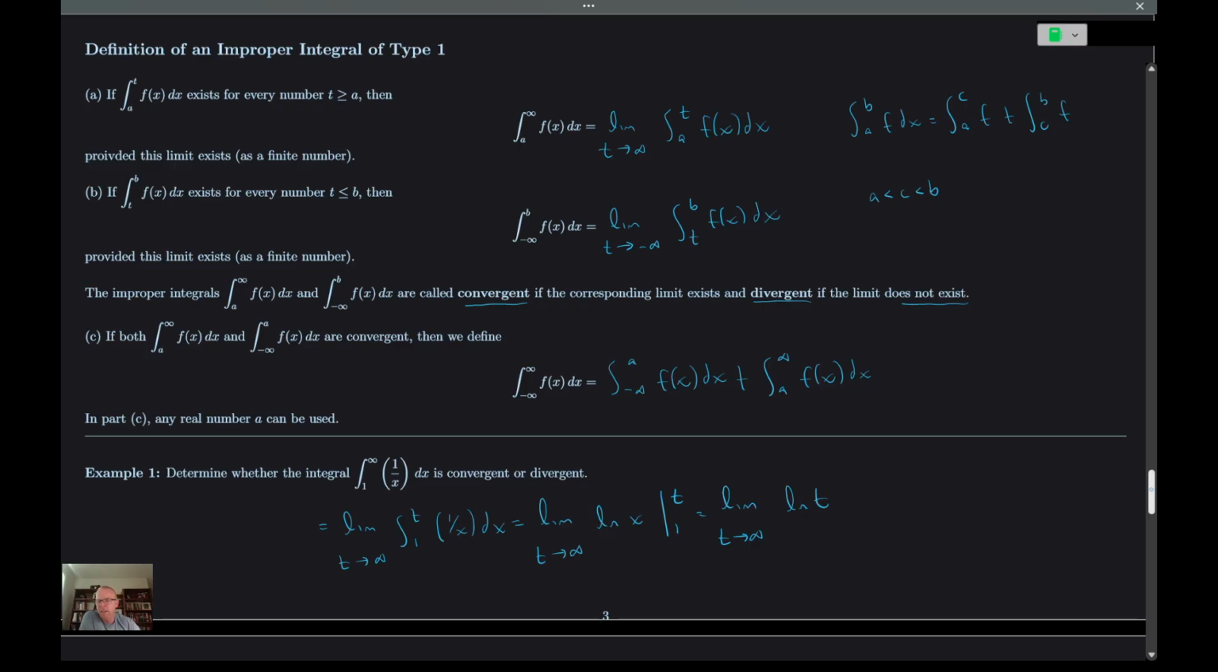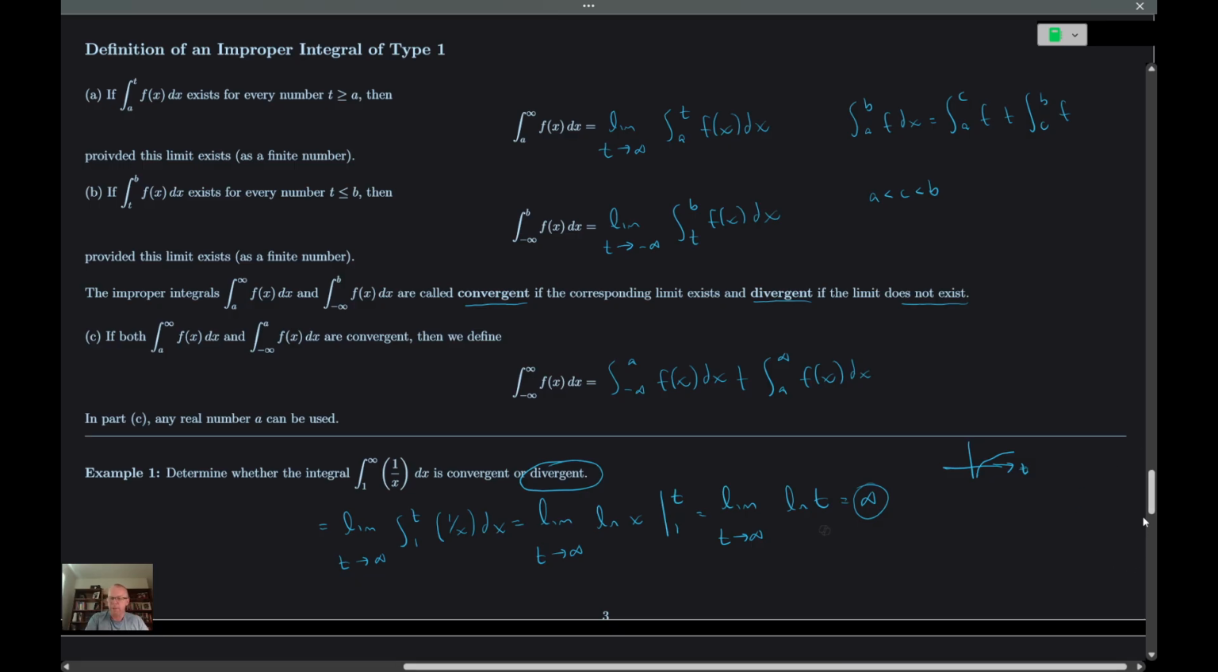Now, hopefully you know the graph of ln, and it looks like that. And as t goes to infinity, so we'll call this the t-axis, as that goes to infinity, ln is also going to infinity. It's going very slowly, but it is going to infinity. So this integral, 1 over x dx, is actually divergent because we do not get a finite answer here. So we would say it is divergent.